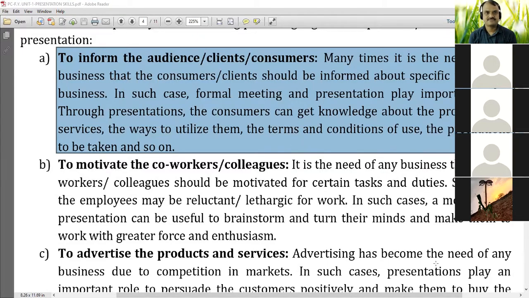To inform the audience or clients or consumers. Many times it is the need of any business that the consumers or clients should be informed about specific matters of business. In such cases, formal meetings and presentations play an important role. Through presentation, the consumers can gain knowledge about the products and services, the ways to utilize them, the terms and conditions of use, the precautions to be taken, and so on.